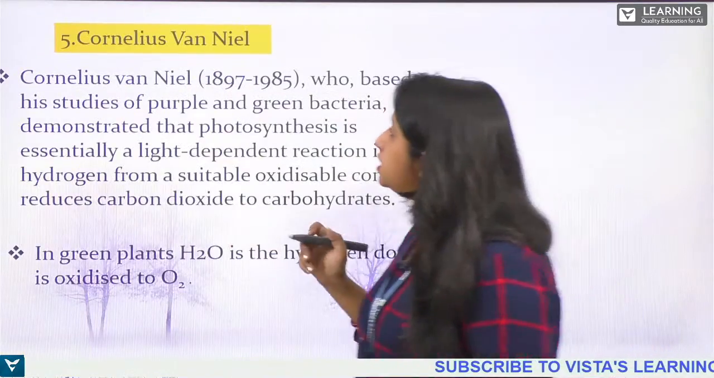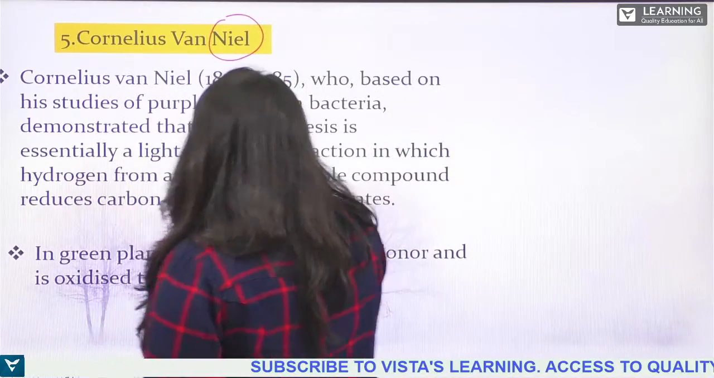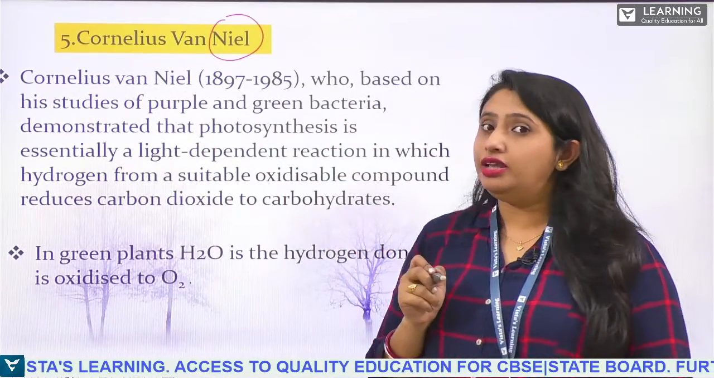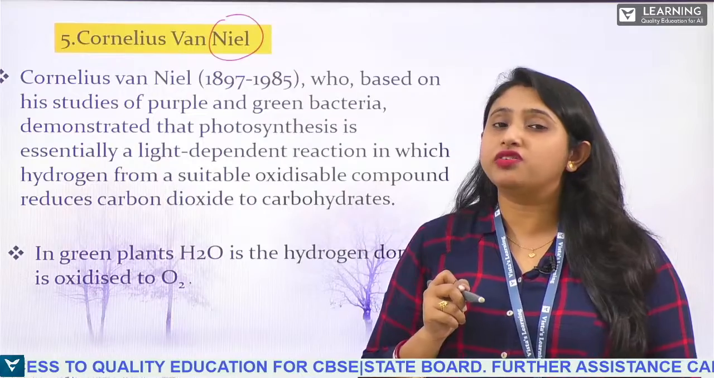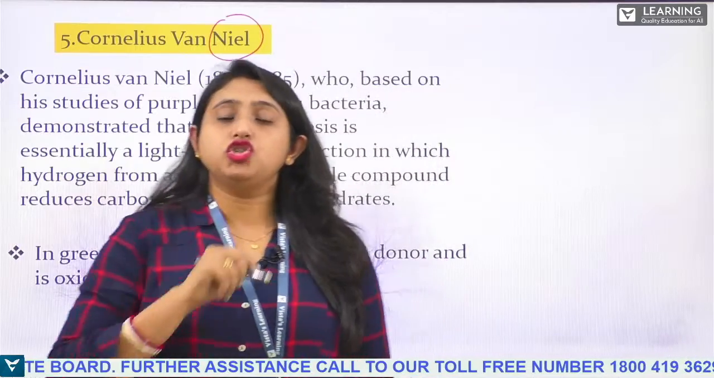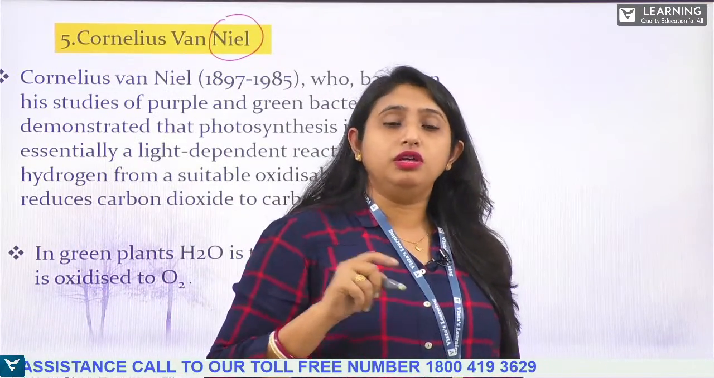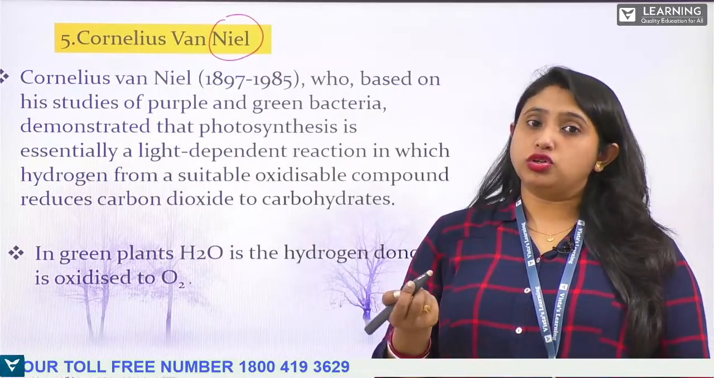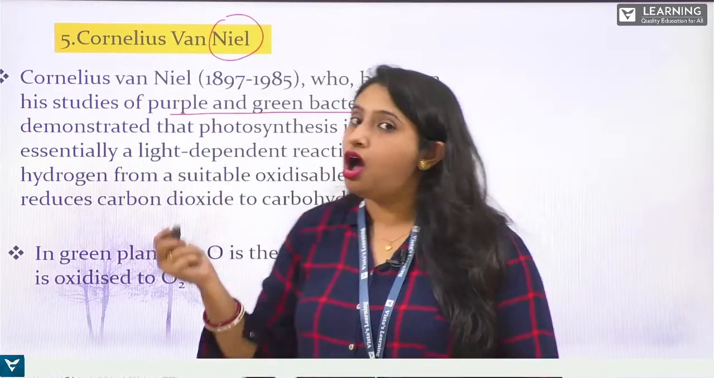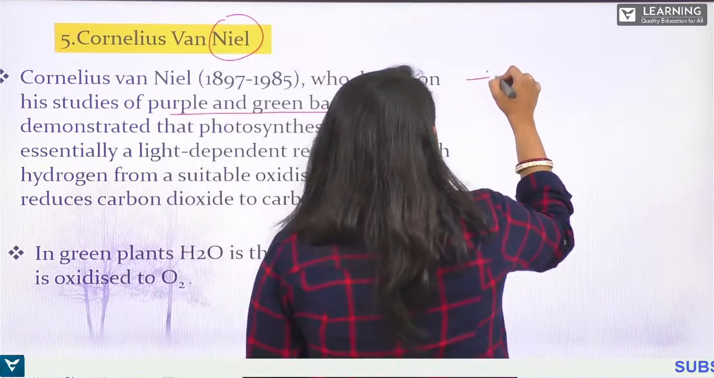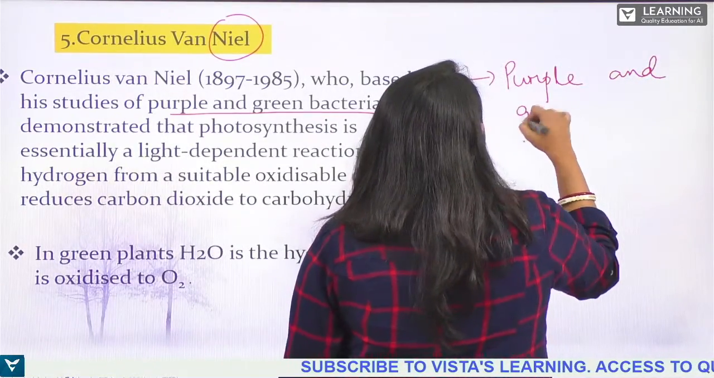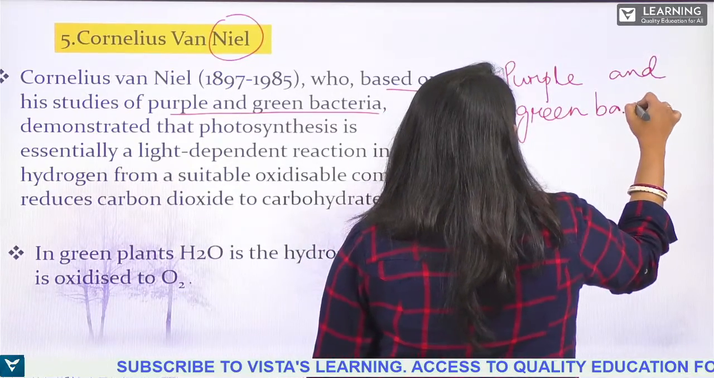So next, another scientist, his name is Cornelius van Niel. What he has done is he has used purple and green bacteria, and he was the first person to say that oxygen is evolved from the water which is being used. He based this on his studies on purple and green bacteria. So what bacteria did he use for his study? That is purple and green bacteria.